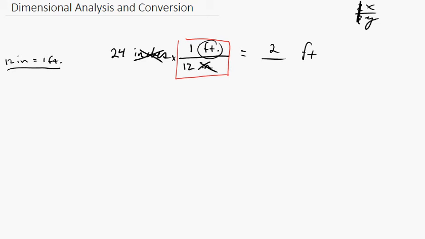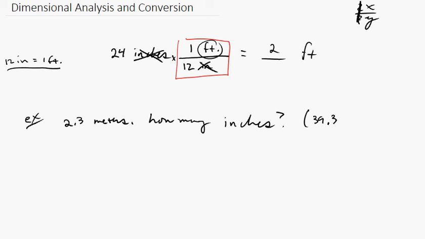Now in a simple problem like this, it's probably more work to do the actual conversions, but it's not always going to be that easy. So for example, we have 2.3 meters, and then we ask how many inches. And here's the conversion factor. We know 39.3701 inches equals 1 meter.